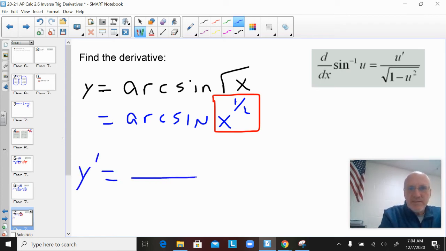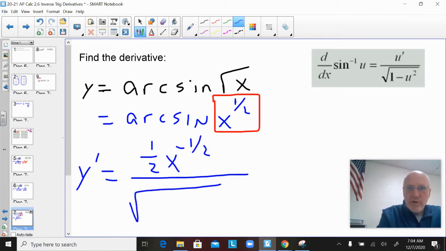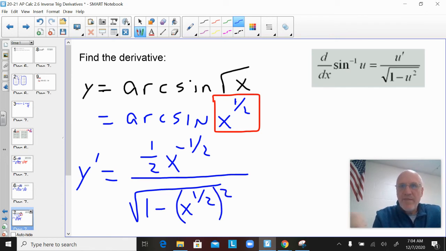So the formula says it's u prime. That's the derivative of x to the 1/2, so that's where my 1/2 x to the negative 1/2 comes in. And the bottom is the square root of 1 minus, now officially it is x to the 1/2 squared. Well, I think I can clean that up.